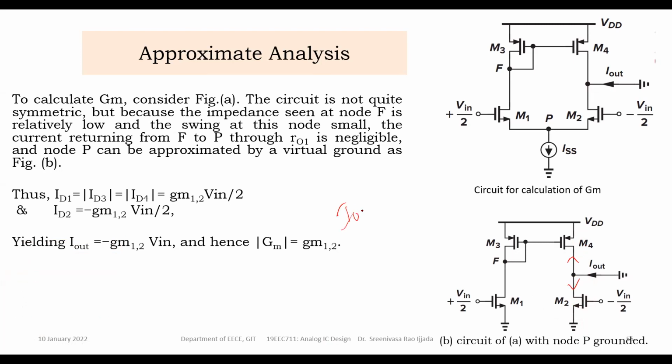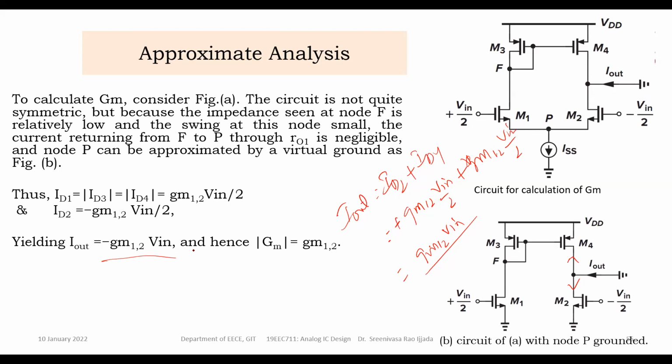So Iout is equal to, I can write, ID2 plus ID4. What is ID2? Already you know this is minus GM12 Vin by 2, plus GM12 Vin by 2. You can take the mod, then you can take it plus. So GM12 into Vin. This is the gain of the circuit. Understand? So you can write Iout is equal to this much, total current is minus GM12 Vin, because Vin by 2 plus Vin by 2 is Vin only.